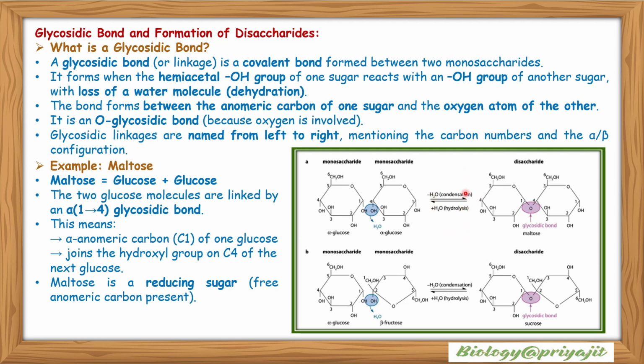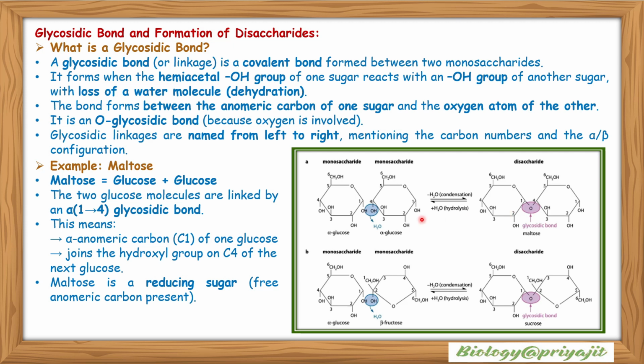This is the loss of water molecule, or condensation reaction, and the bond forms between the anomeric carbon of one sugar and the oxygen atom of the other. It is an O-glycosidic bond because oxygen is involved in this process. So glycosidic linkages are named from left to right, mentioning the carbon numbers and the alpha beta configuration.